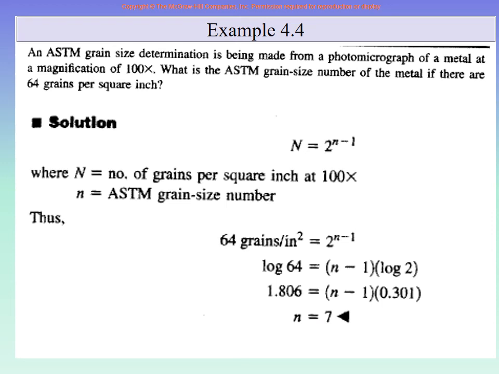You may not find it to be an exact number, so just round it off to the closest number, and then you have the ASTM grain size number. As soon as you have done a microscopy experiment and you take an image that you record at 100 magnification, you can print it, you can save it, and you can count the number of grains in 1 square inch at that 100 magnification, put that as capital N, and you are done.